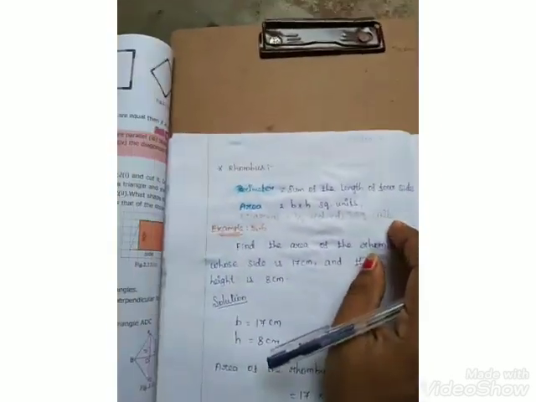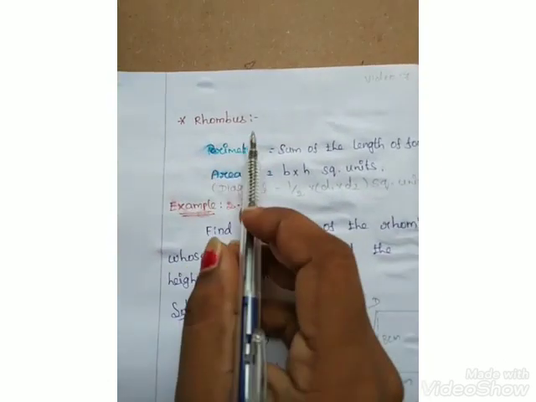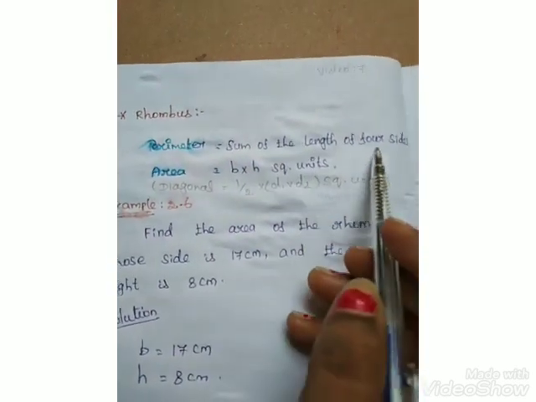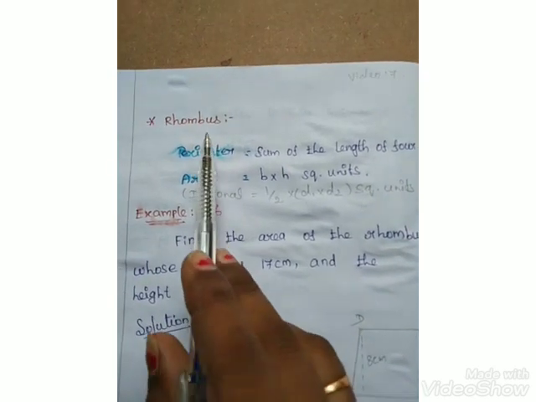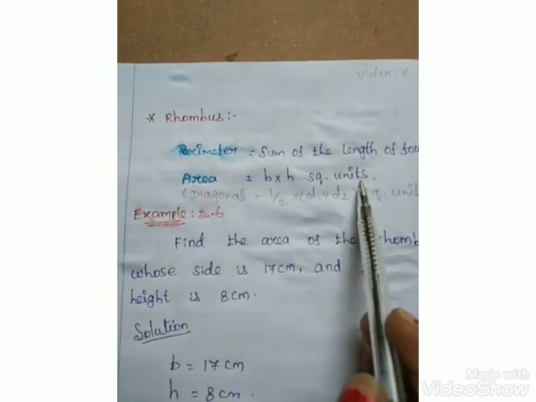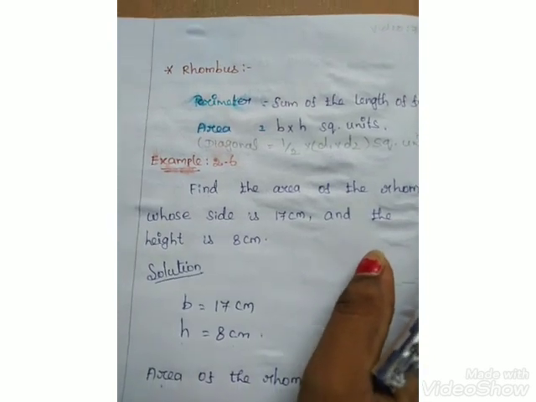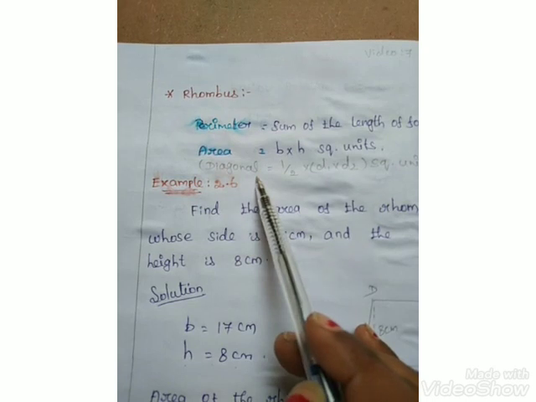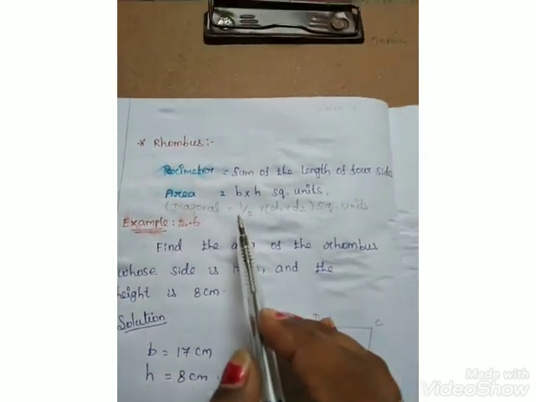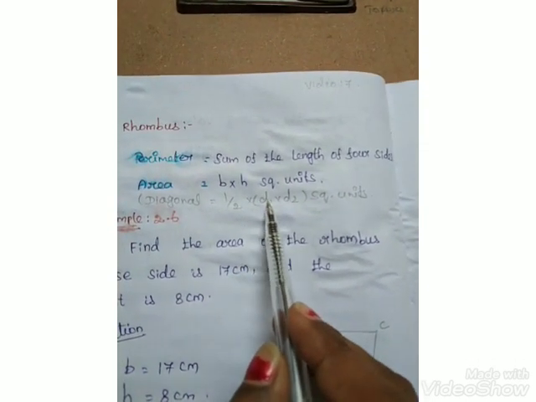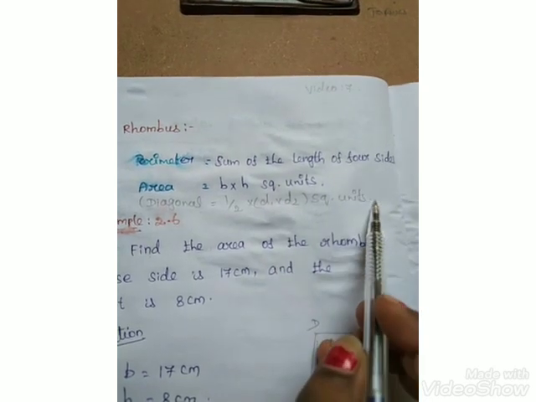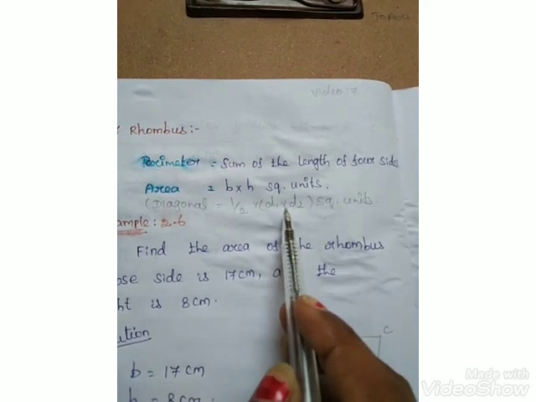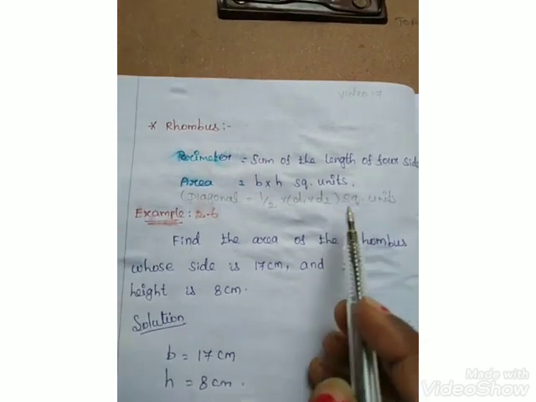In this class you are going to learn about the shape rhombus. The formula for the perimeter of a rhombus is the same thing, sum of the length of the four sides. Area of a rhombus is base into height square units. At the same time, the area of a rhombus having diagonals is, by using the formula, half into d1 into d2 square unit. Okay, area is equal to 1 by 2 into diagonal 1 into diagonal 2 square unit.